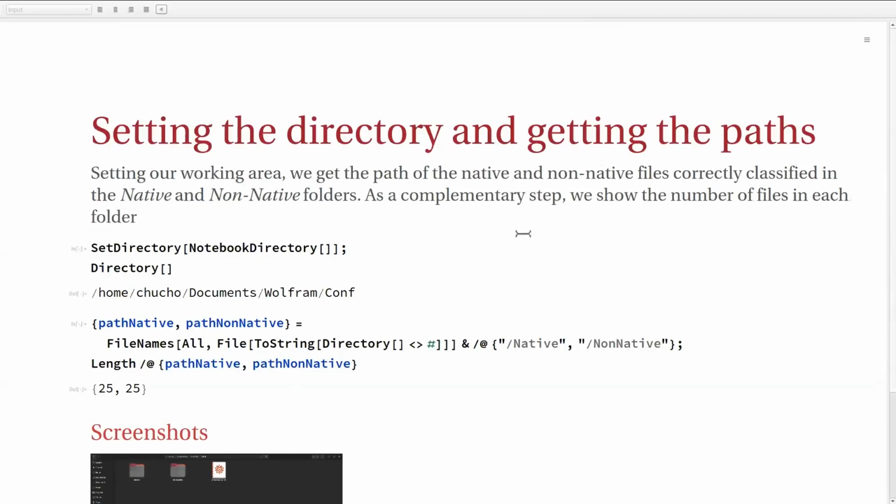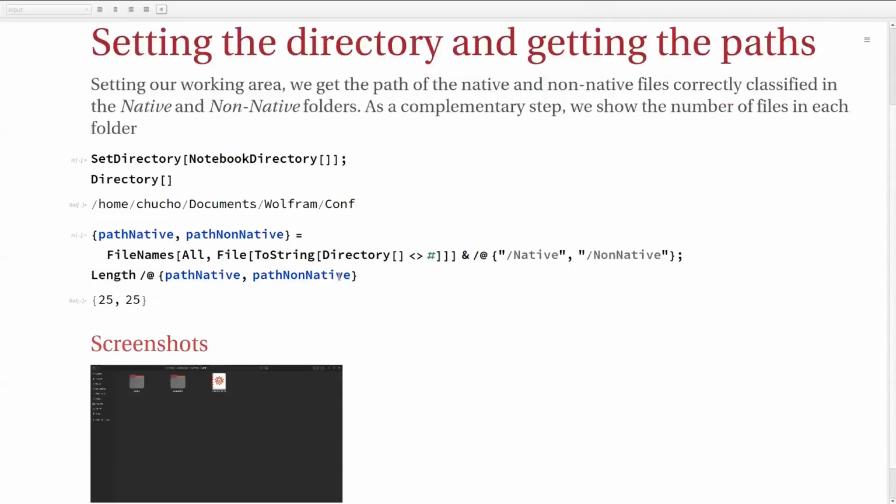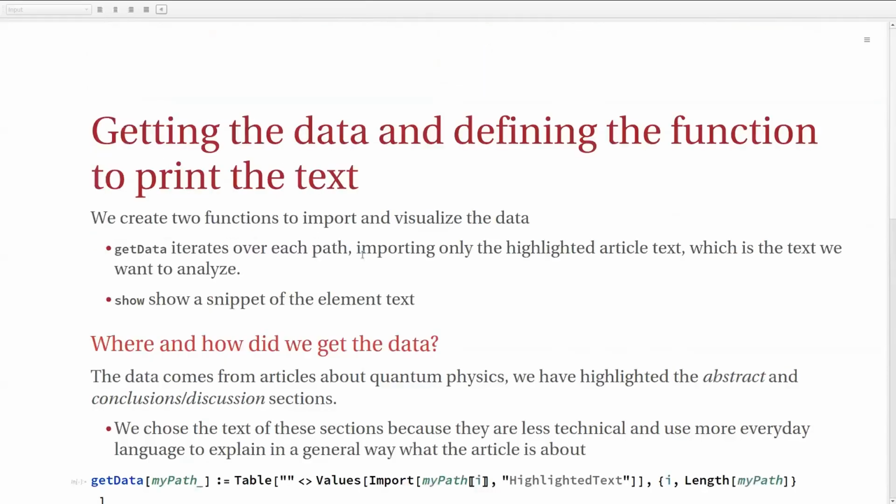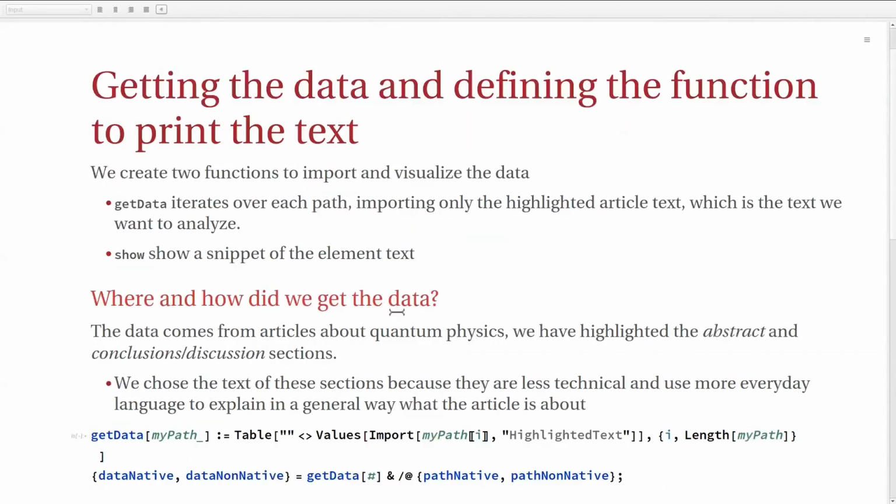So this is our working directory. As you see, we divided all the articles in a native path and a non-native path, with a total of 25 articles of native and non-native people. The data comes from articles about quantum physics.